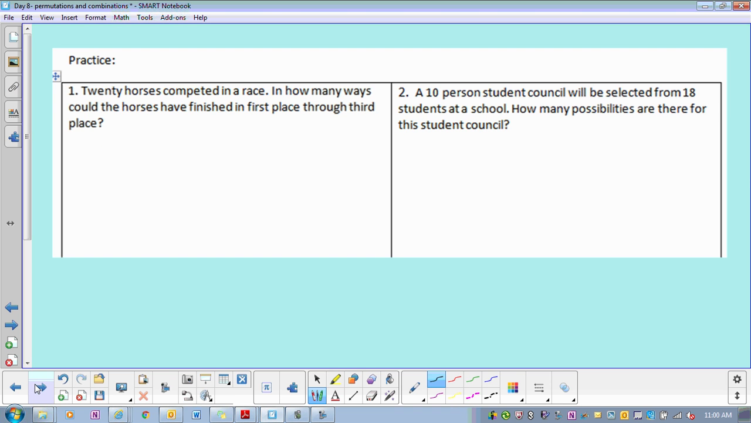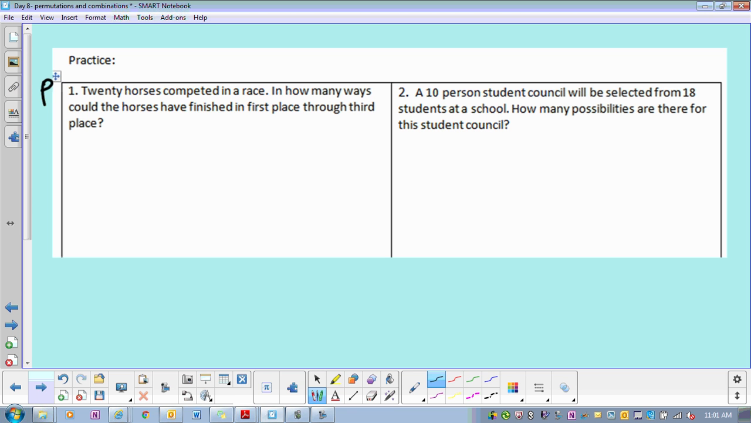I'm going to skip this one because it's the same thing. Let's go to our practice problems. Number 1. Guys, look at this. 20 horses competed in a race. In how many ways could the horses have finished in first place through third place? Does order matter? Yeah, definitely, right? First place is way different from the third place winner. So this is definitely a P, right?